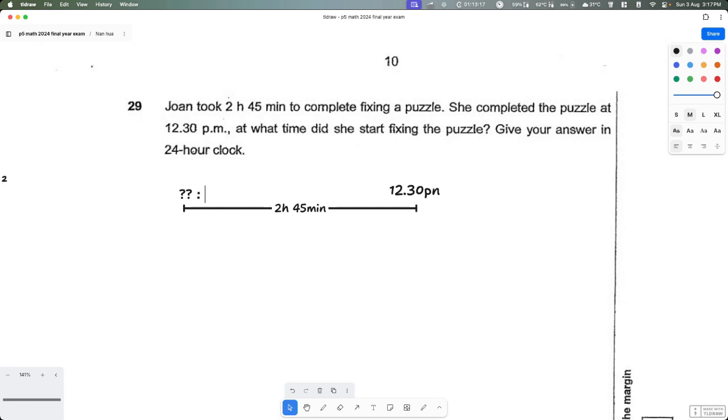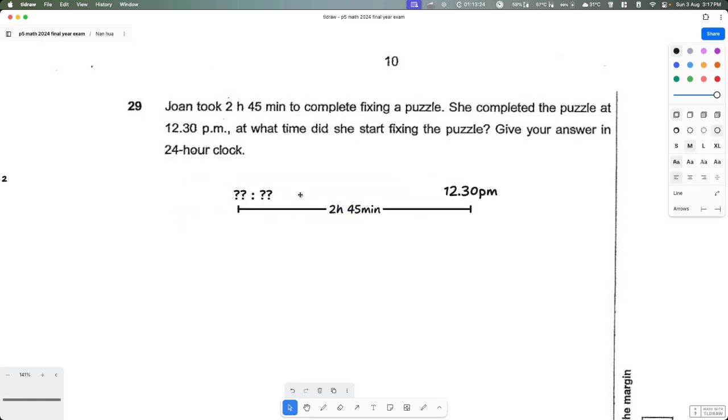So we need to know what this is, in the 24-hour clock. From here to here, what would the answer be? The easiest is we just minus 30 minutes first. 12:30 minus 30 minutes is 12:00 p.m. And then what we're left with is 2 hours and 15 minutes.